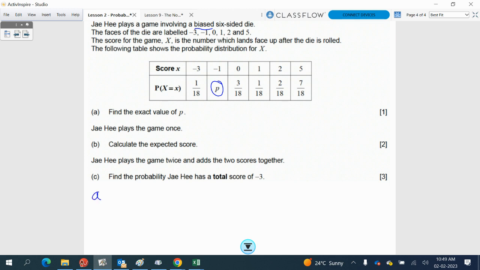So for A, notice that the denominators are all the same. So we've got 1, 4, 5, 6, 7, 14. We've got 14 over 18 plus P is equal to 1. So with this type of question, either list them all going add, or add them up correctly and show that you're adding up the table to equal 1.